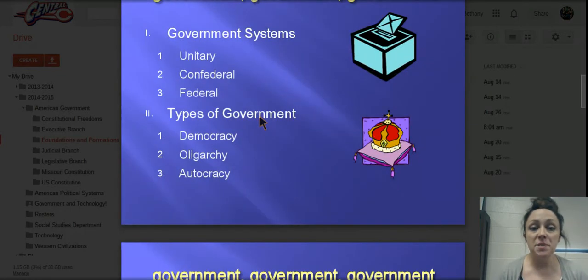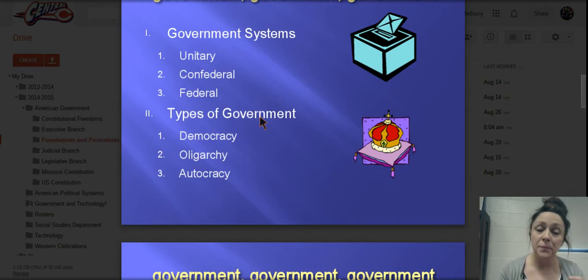All right, moving on to types of government. There are three main types of government, but then there's a whole bunch of different subtypes of those types, and I'll do my best to explain it. First of all, we've got a democracy. Now, democracy should be near and dear to all of your hearts because we have a pure democracy in the United States, right? Wrong. We do not have a pure democracy. We actually have what's called a republic.